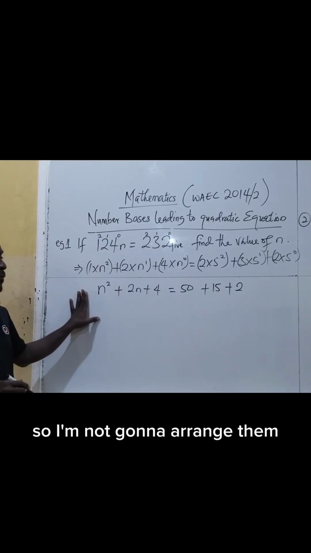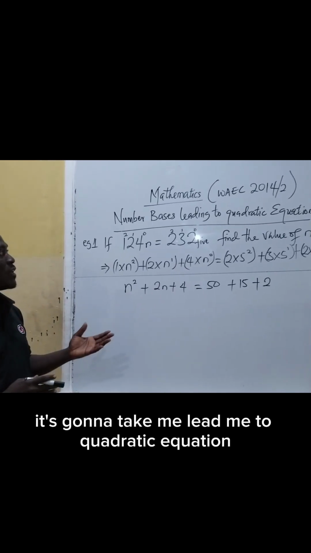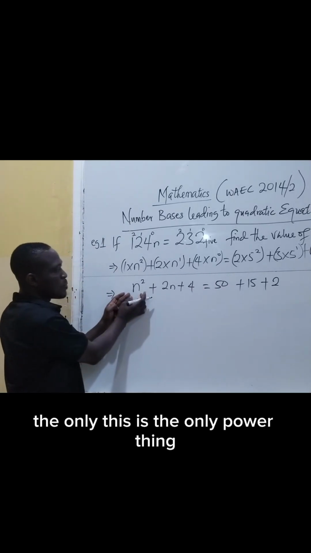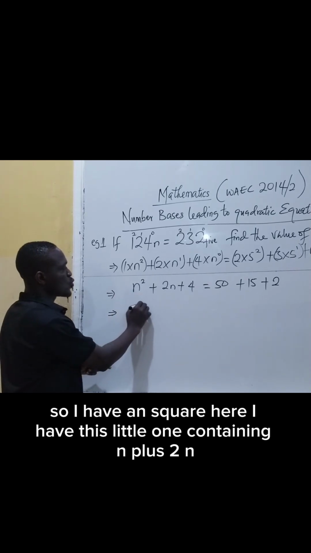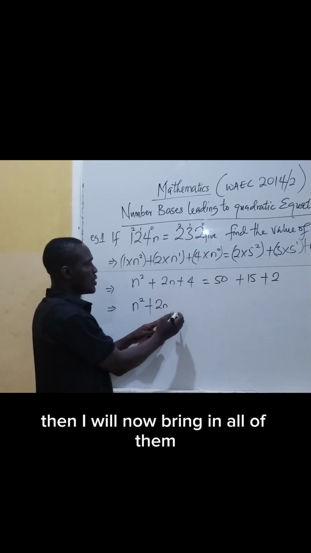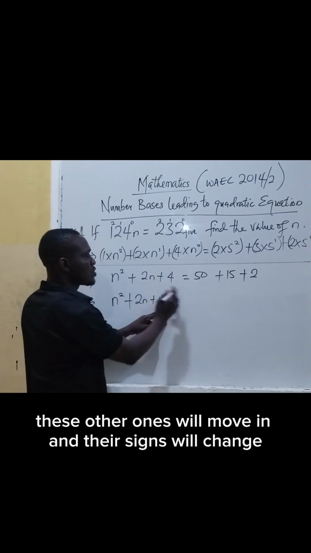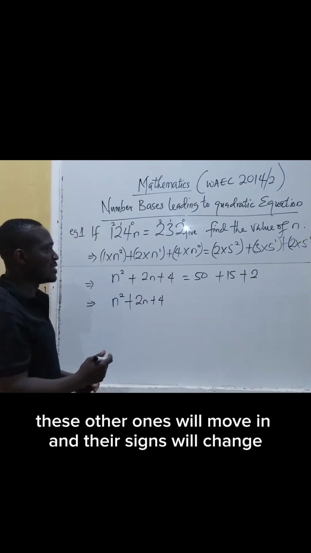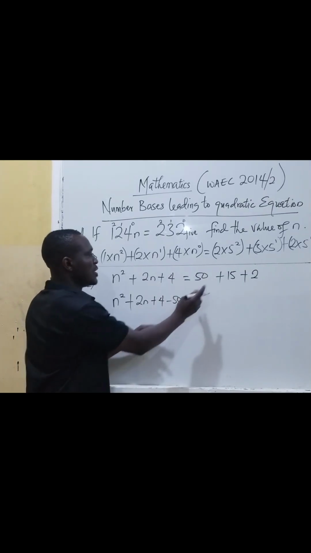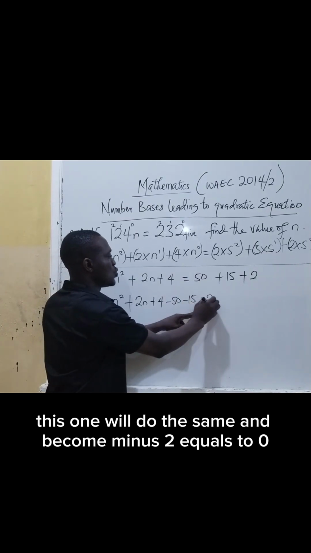So I'm now going to arrange them. After arranging them, I will now solve, because looking at what I have, it's going to lead me to a quadratic equation. So let's quickly deal with it. This is the only power 2 term, so I'll have n squared. Here I have n plus 2n. Then I will now bring all of them over and equate to 0, plus 4, which I have here. These other ones will move over and their signs will change. So this one will move over and become minus 50. This one will move over and become minus 15. This one will do the same and become minus 2 equals 0.